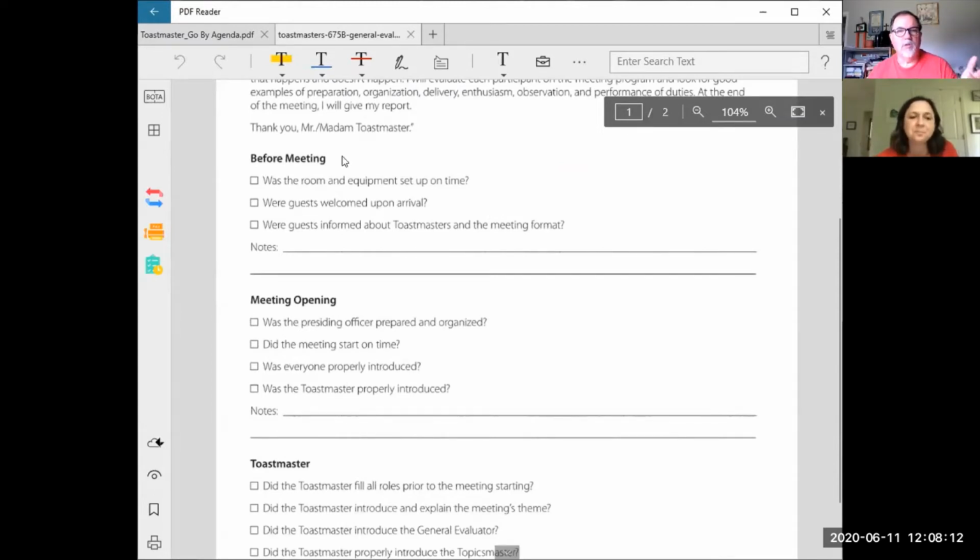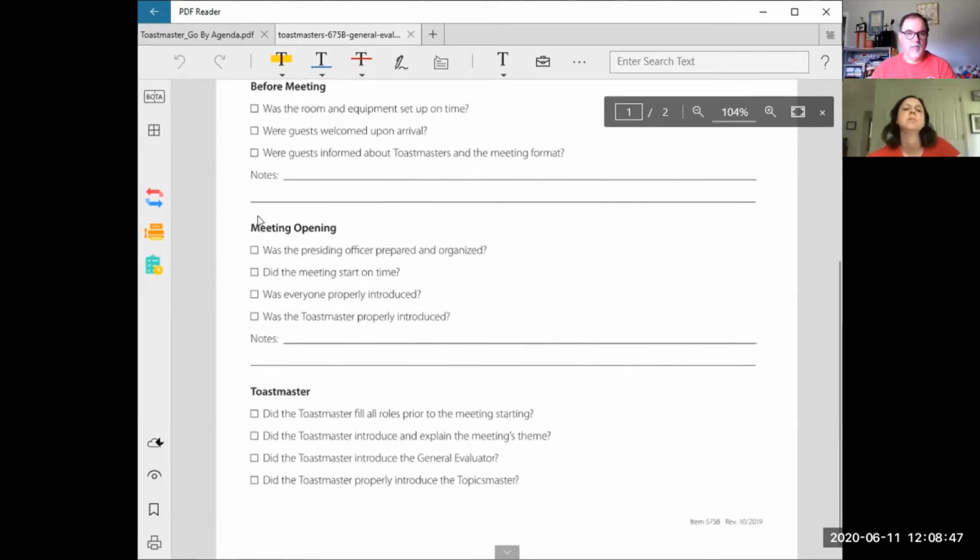These are things you really want to be aware of as a general evaluator when you come in, or when we're in person. When we're online, you do the same thing. Before the meeting, was everything set up? Were the guests welcomed? Were they informed of our format, knowing that this is the time for these things, especially the table topics that they may participate in? Was that announced to them? Were they given that information?